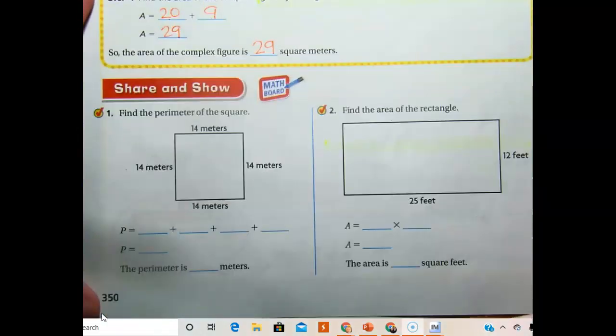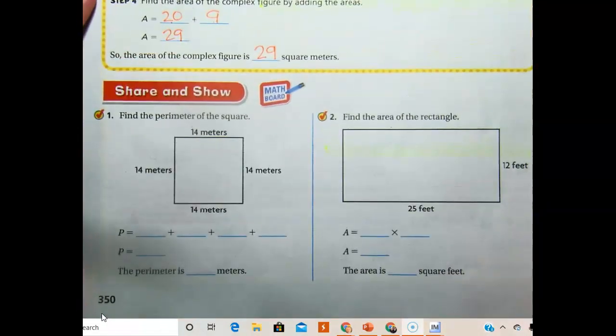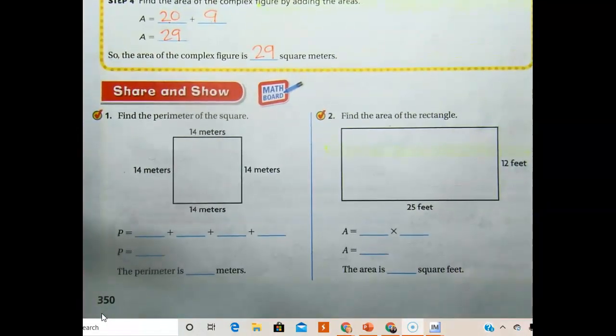All right, so let's go ahead and work on this share and show. What I want you to do is pause the video and see if you can solve these, and then we'll check over it when you're finished.